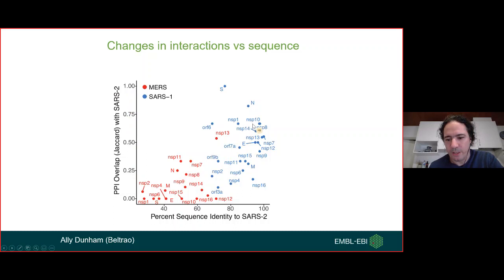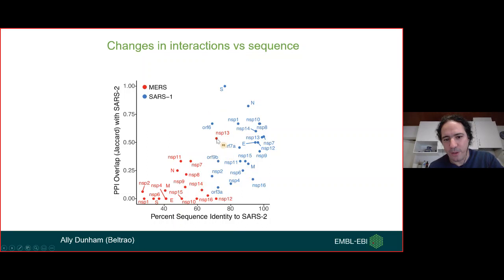So the more sequence similar they are, the more likely they are to show similar interactions. In a sense, this is somewhat expected, and it almost follows a neutral drift idea that the more you drift away in sequence, the less likely it is that you're going to share interactions. What you can do with this is then look off of the diagonal.